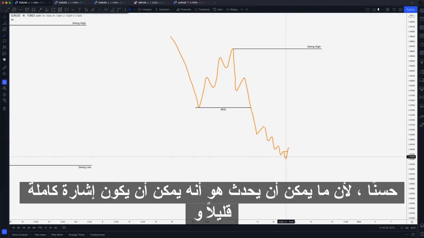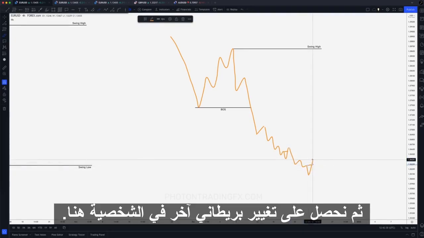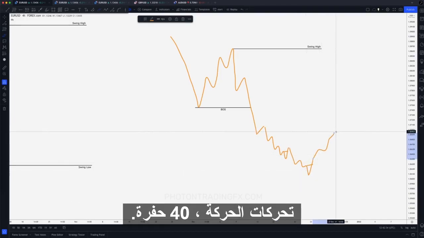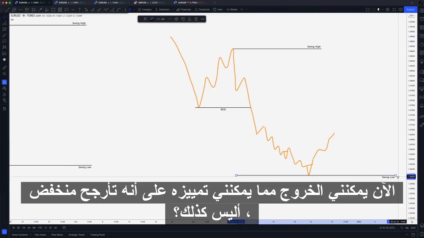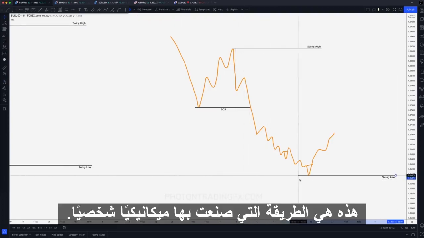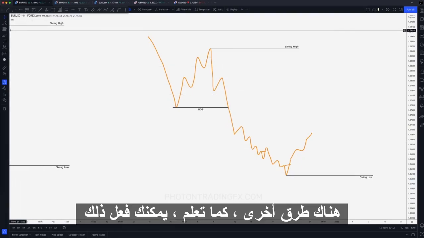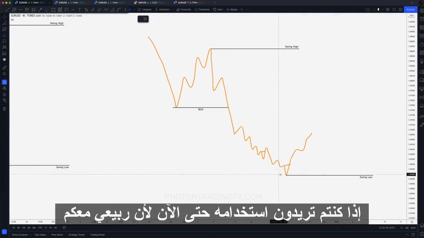Okay, because what can happen is it could be a little false signal and price could keep going. Then we get another bullish change of character here. And then let's say that this now is 40 pips. The moment that this movement moves 40 pips, boom, now I can mark this out as my swing low, right? That is how I have personally made it mechanical. It's what works for me. There are other ways, and you can potentially make this more mechanical, but this is my method, okay? If you guys want to use it.